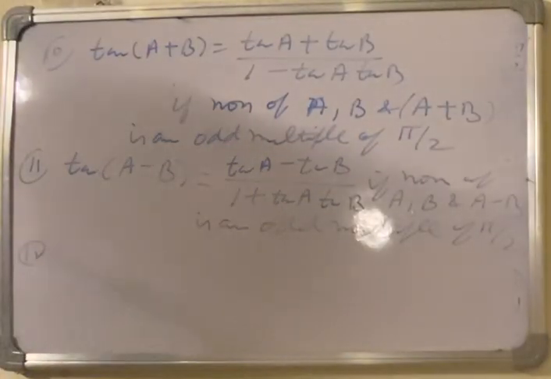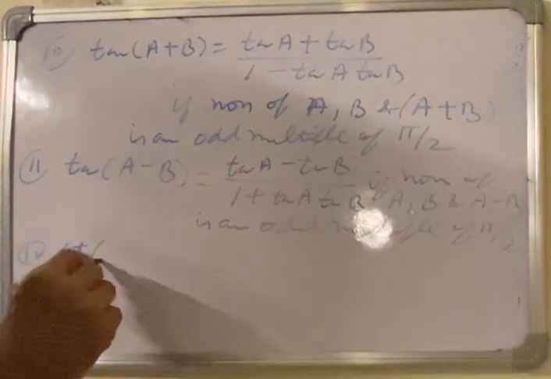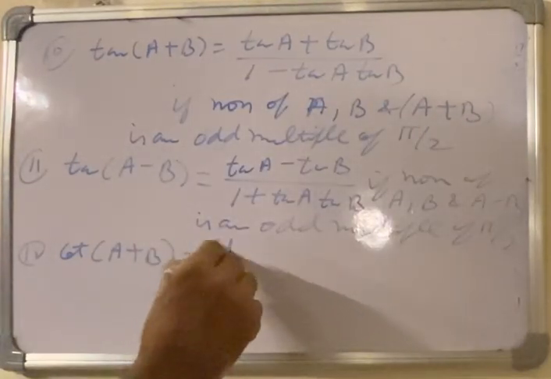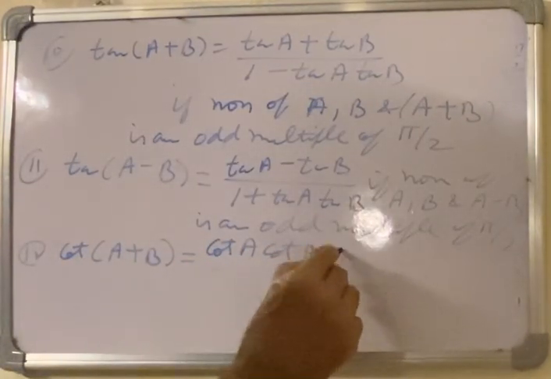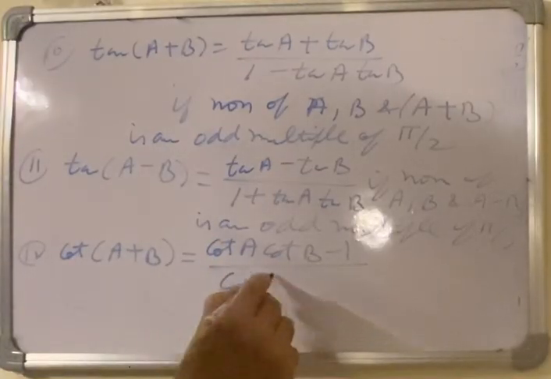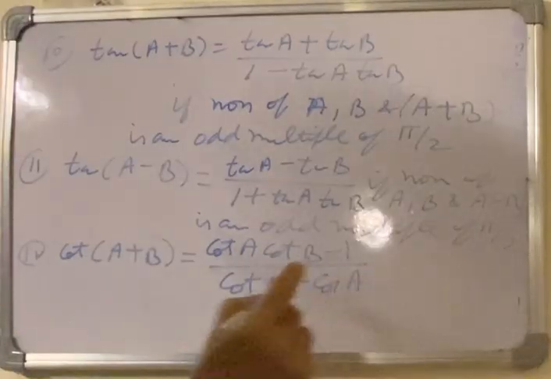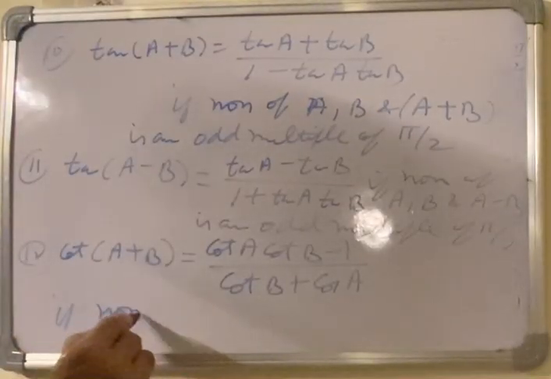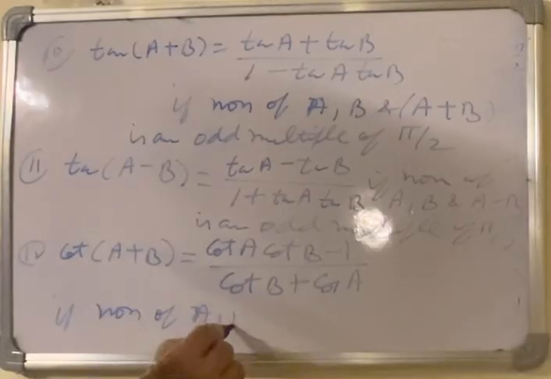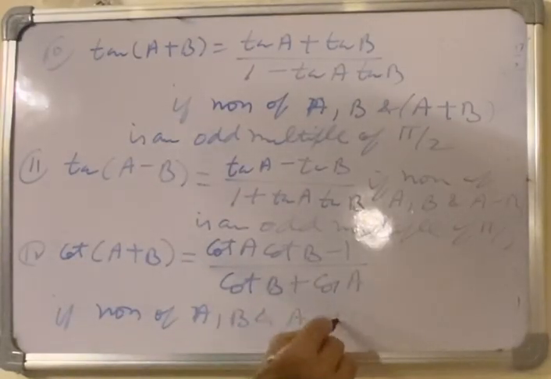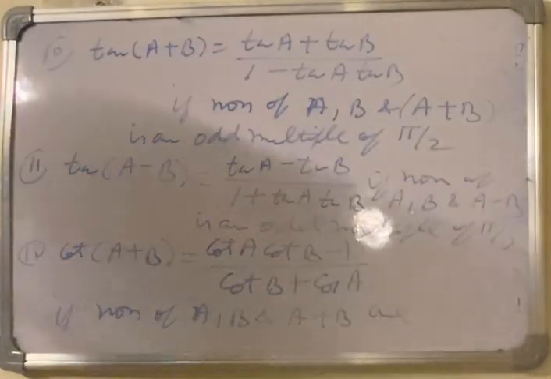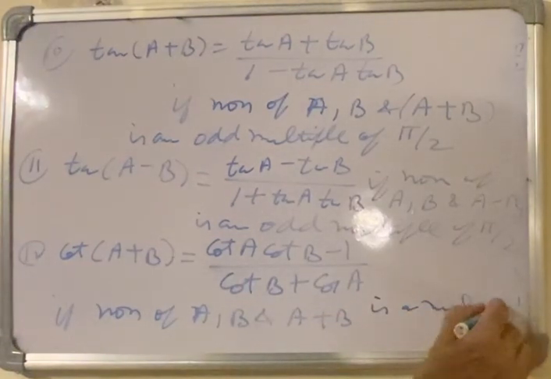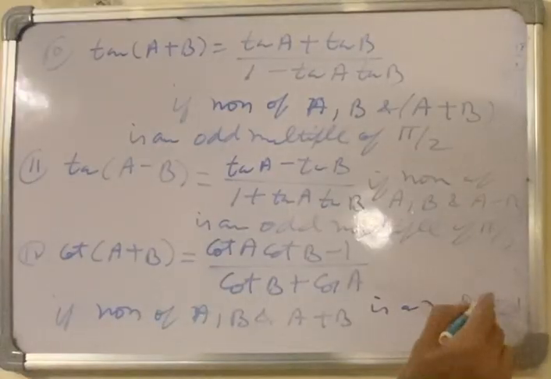Next is cot A plus B is equal to cot A cot B minus 1 over cot B plus cot A, if none of A, B and A plus B is a multiple of pi.